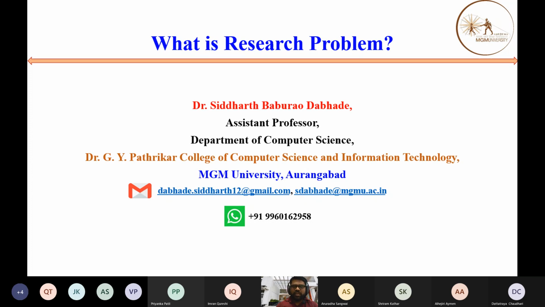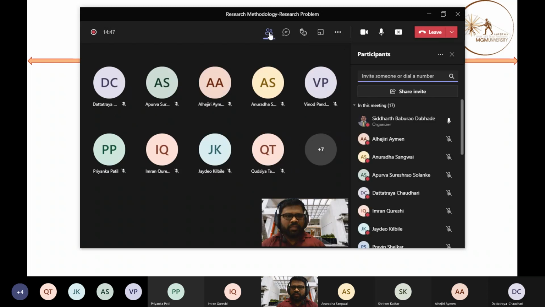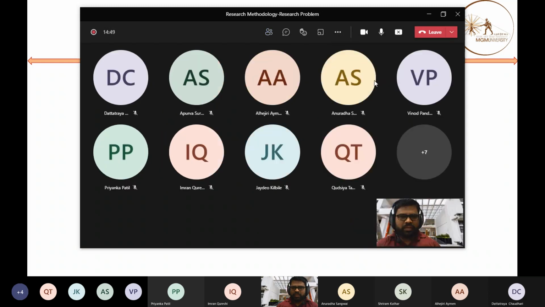As we know, in my previous lecture we have seen what is the exact definition of research. So what do you mean by research? Can anybody tell me? What is the definition of research? Is there anybody? What is research? Can you explain it in one line or two lines?